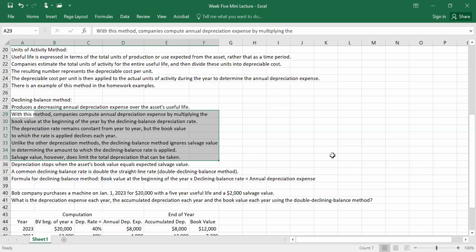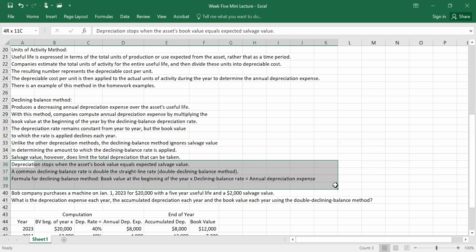That's really important in determining the amount to which the declining balance rate is applied. Salvage value, however, does limit the total depreciation that can be taken. Depreciation stops when the asset's book value equals expected salvage value, and we'll show an example of that. A common declining balance rate is double the straight line rate, double declining balance rate. Formula for declining balance method: book value at the beginning of the year times declining balance rate equals annual depreciation.